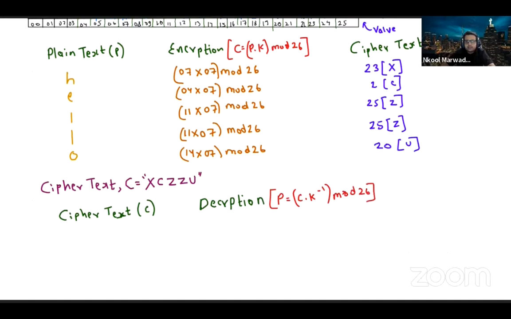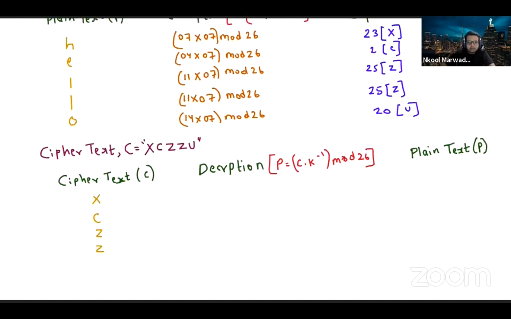In decryption, we get plain text as the result, because decryption converts the cipher text into the plain text. Now let us try this. So we have X, C, Z, Z, capital U. And when I apply the decryption, it will be something like this, wherein I will be multiplying the capital X with K inverse. So K inverse will be 1 by 7, because K is 7, K inverse will be 1 by 7.